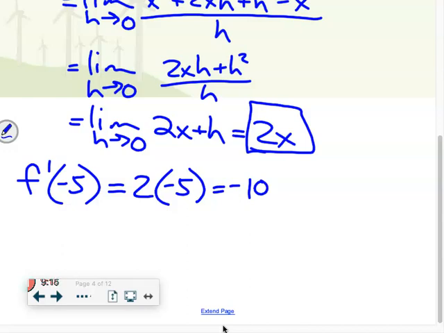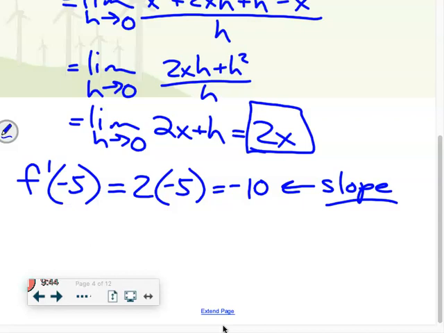So this f prime value, that's a slope. Gavin, what 2 things do we need to write an equation of a line? We need our point and slope. Point and slope. We have the slope. The slope was -10. Do we have a point? Yeah, plug in the -5. Into where? So the f of x is x squared.